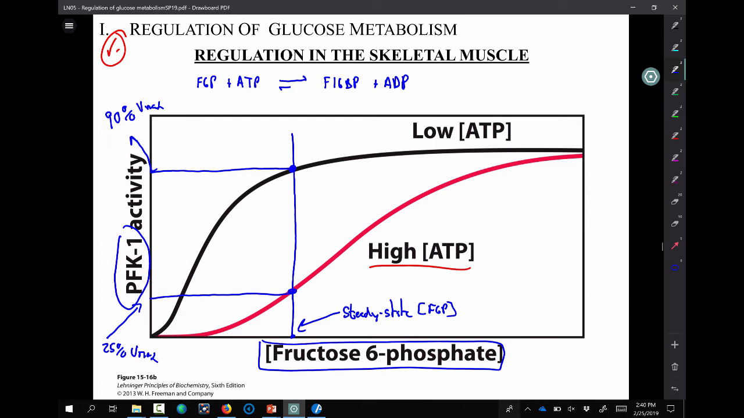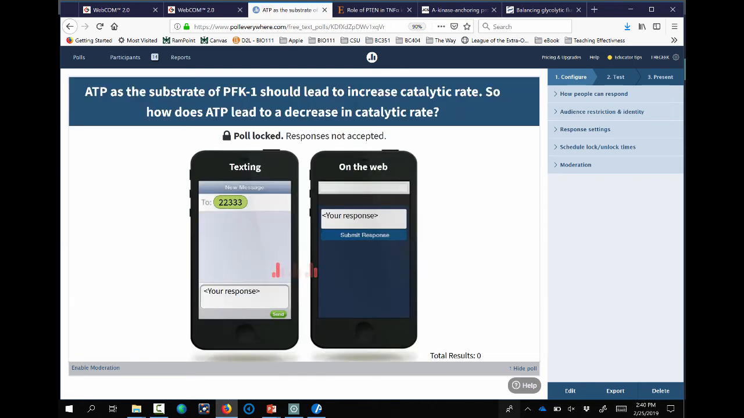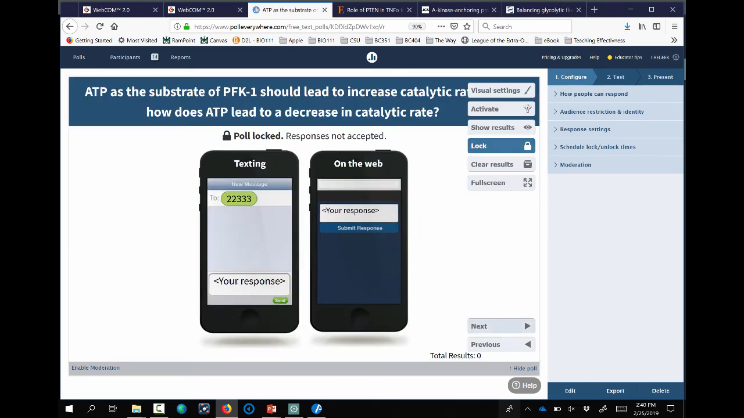Now, let me ask you a question. Okay, last question of our day today. Considering what I just told you, ATP as the substrate of PFK1 should lead to an increased catalytic rate. How then does ATP lead to a decrease in catalytic rate, right? So everything that you've learned about enzymes and rates of reactions, if you have a reactant going up in concentration, that should lead to an increased rate, right? And yet what I just showed you is that ATP leads to a decrease in rate. How can that be possible?